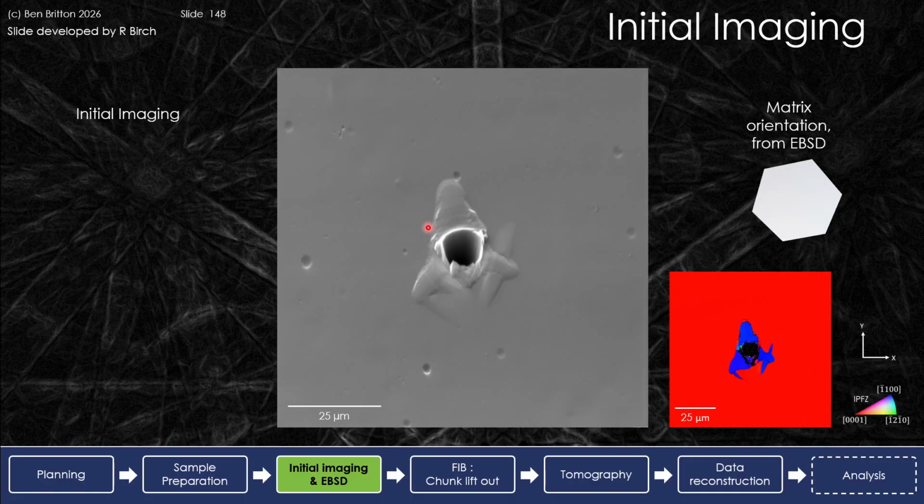So we started off with some initial imaging. This is our indent. We have some deformation fields around the indent where the material has come out of plane. And so we did initial imaging and EBSD to show us the microstructure before we have done the FIB work. And we've got the initial orientation of the HCP unit cell with regards to the indent and the microstructural regions. And here we have some deformation twins in our magnesium indent.